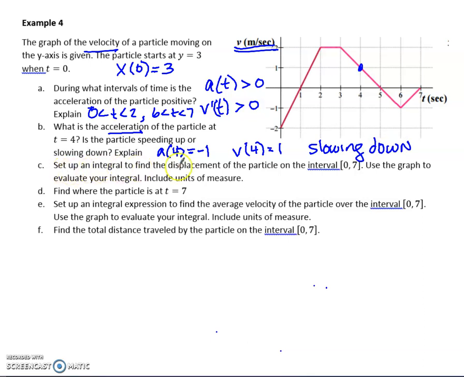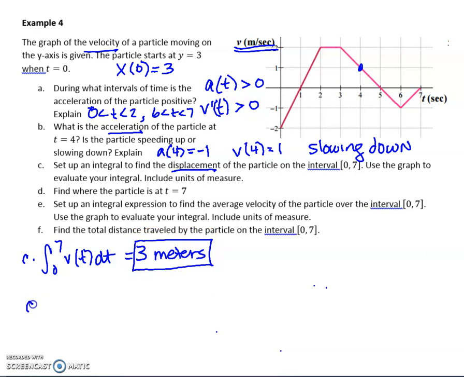Okay, set up an integral to find displacement and not absolute value on the interval of 0 to 7. Okay, so I want the integral from 0 to 7 of v of t dt. So I just want the area from 0 to 7 of my graph. So I would find my total area from 0 all the way to 7. And when I do that, to save time, I've already done that ahead, I got 3. And they want units. So remember, even though you're doing the area on the velocity graph, the result when you do velocity times time is just in your single unit. So my result is just 3 meters is my total displacement.